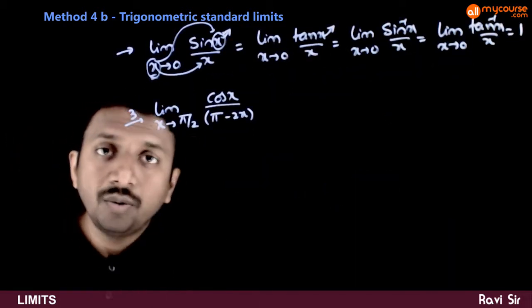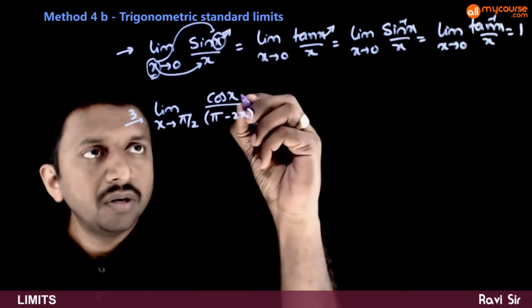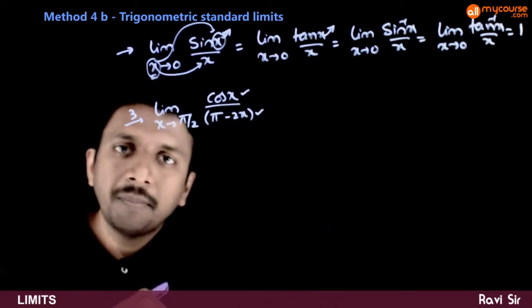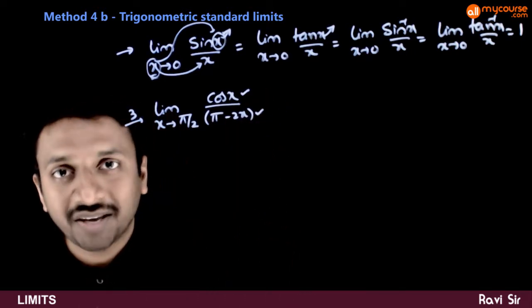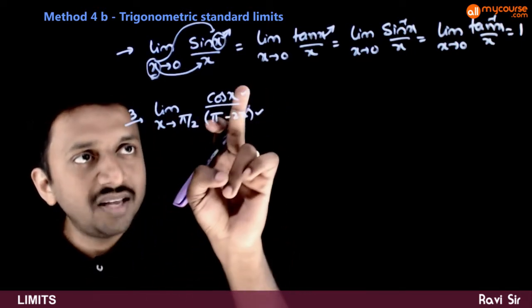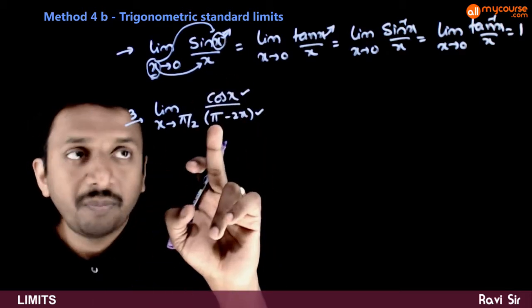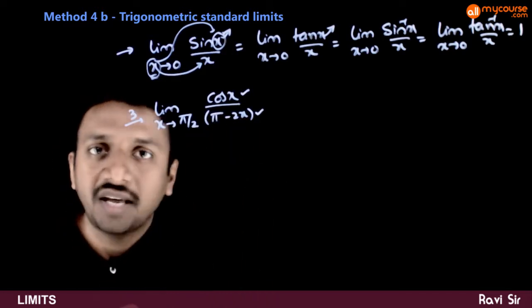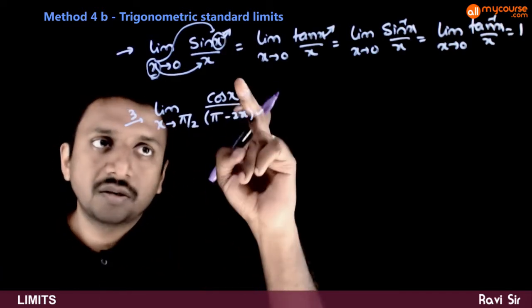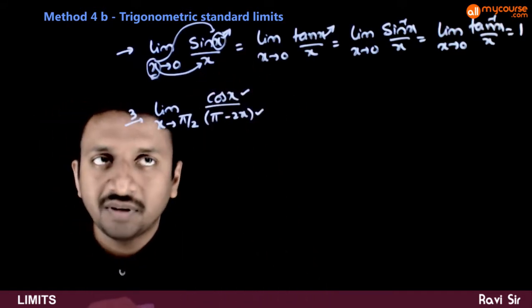Next, let us try to do this question. You have limit x tends to pi by 2 of cos x by pi minus 2x. If you put x is equal to pi by 2 in the numerator, cos pi by 2 is 0. Pi minus 2 times pi by 2 is pi, and pi minus pi is again equal to 0. So you are getting 0 by 0 form.